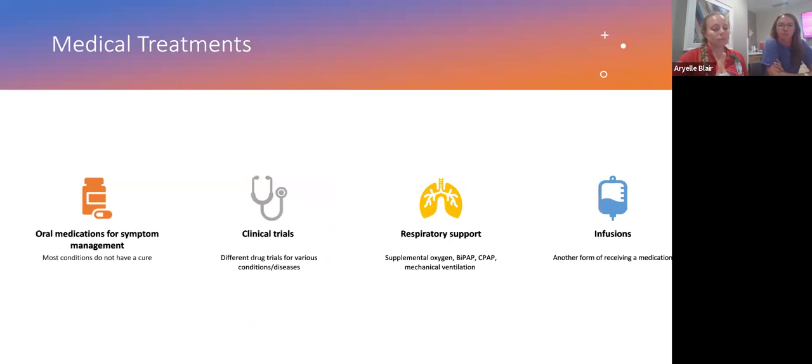So medical treatments, I'll just briefly touch on this. There's oral medications for symptom management. As Aryelle expressed, most conditions do not have a cure. Leading to the next point, we're always working on that in clinical trials. So we have various ones here at OSU and across the country for various conditions and diseases. Jerry is our respiratory therapist here, and so he'll work in conjunction with our neurologists and nurse practitioners to see if you need supplemental oxygen or BiPAP, CPAP. And we have an infusion suite here as well, which is another way of receiving a medication.